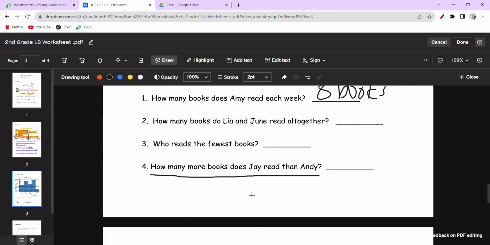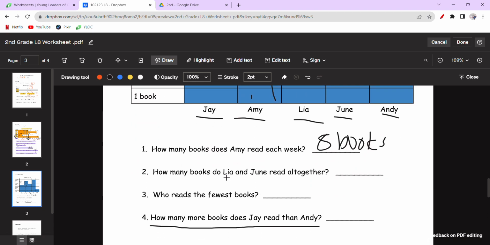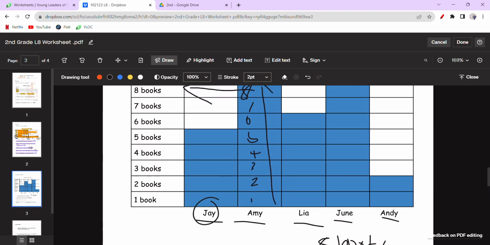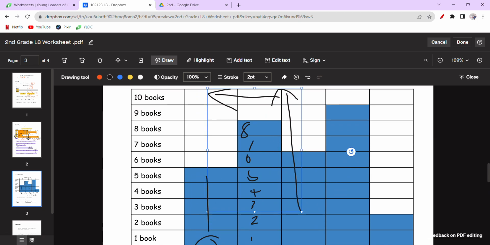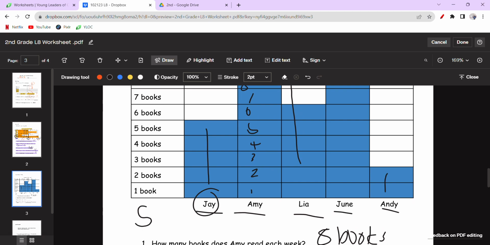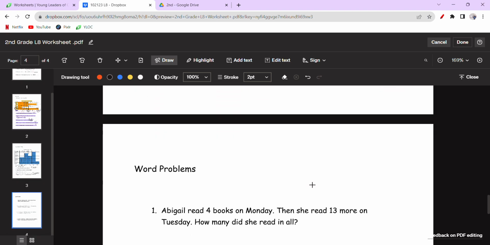And then we have, how many more books does Jay read than Andy? In this case, they want us to subtract the numbers to find out how many more books, whenever they use the word more. So we have Jay right here. He read 5 books, and Andy read 2 books. So we'll do 5 minus 2, which will equal, everybody knows, 3. So he reads 3 more books. Okay, this is very simple.